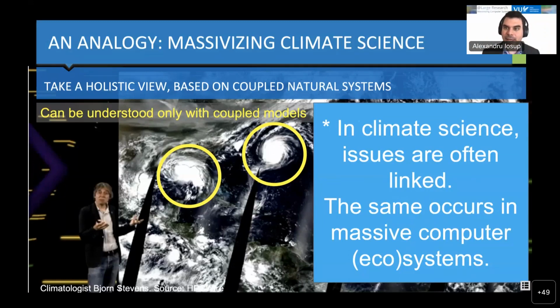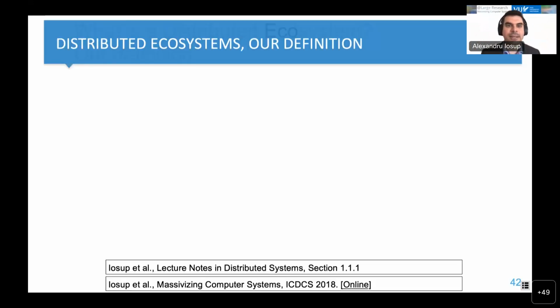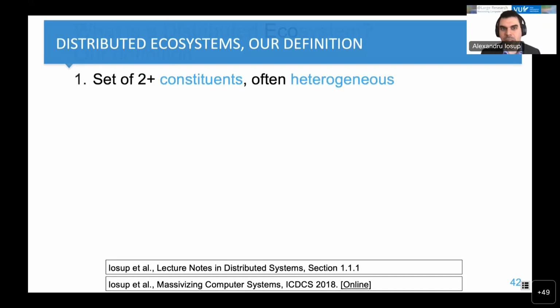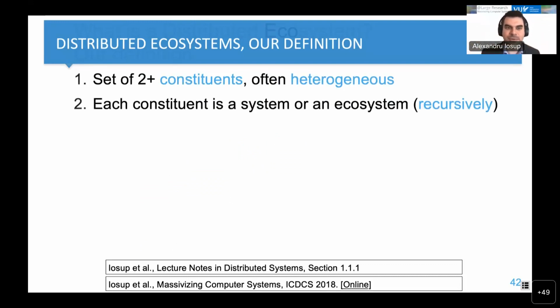So without actually having the models and the computation that allow us to couple and combine different systems into the same analysis, you're not doing much in climate science anymore. And the same happens in computing. What are these ecosystems? Well, we think that they are simply combinations of these systems. They're typically heterogeneous, so they do different things and they work together. For Giraffe, there's a part that processes and a part that stores things and a bunch of other parts, each doing its own stuff. Each constituent is a system, so a computer system or even something larger.